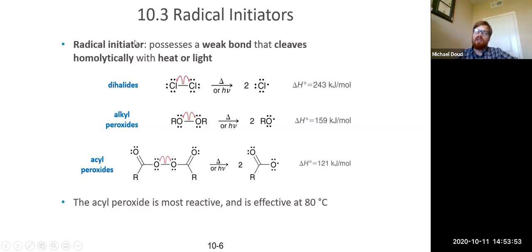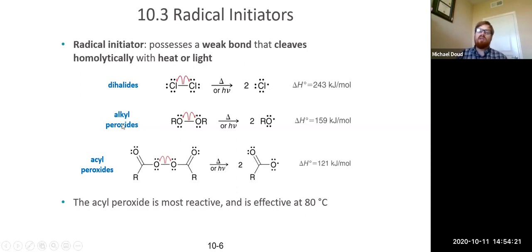It's exactly what it sounds like. It's something that initiates a radical reaction. And what it requires basically is it's got to have a bond that can be easily cleaved homolytically, in other words, producing radicals. And it usually uses heat or light to do it. And there are 3 different initiators that we use. So we just saw dihalide chlorine. We saw that dichlorine can break in the presence of light and give you 2 chlorine radicals.